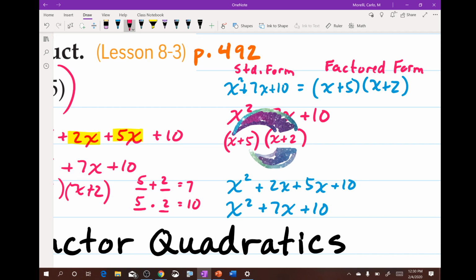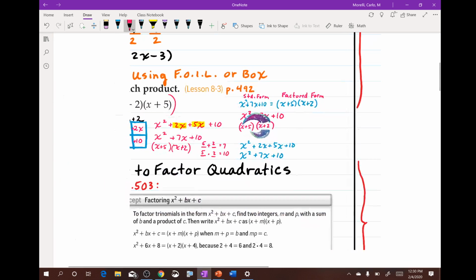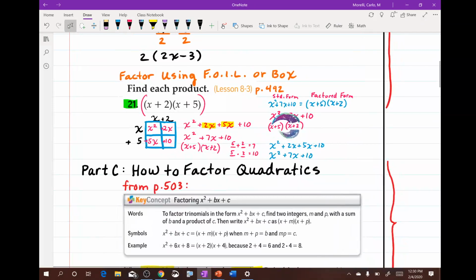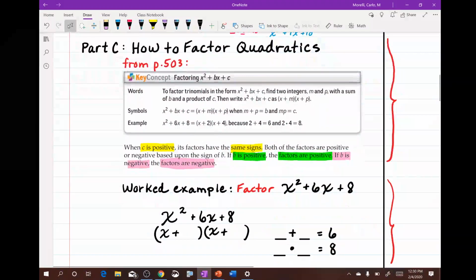That's what we're going to learn today, how to factor quadratic equations. Then we're going to learn how to solve them. But you guys, some of you already get it. So here's part C, how to factor quadratics.